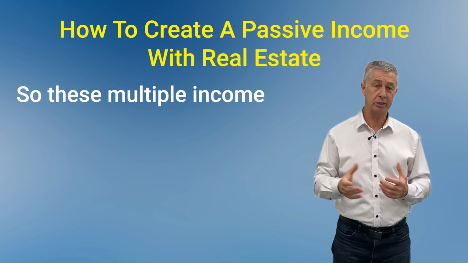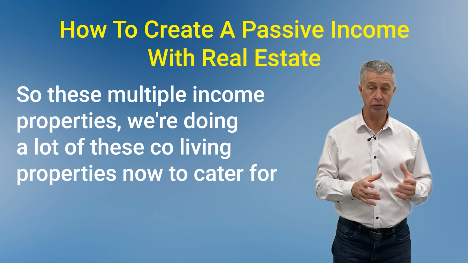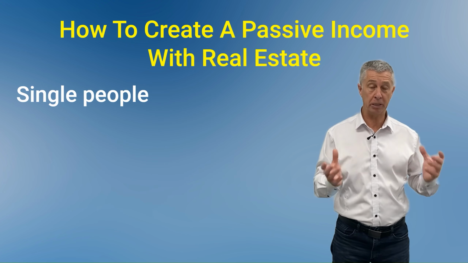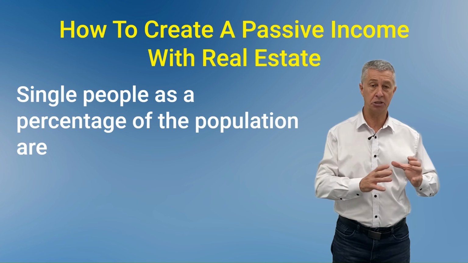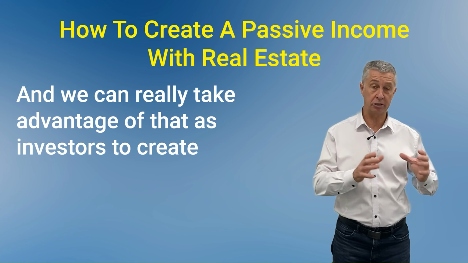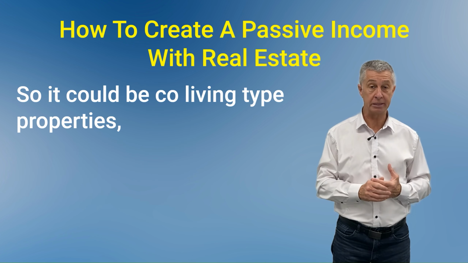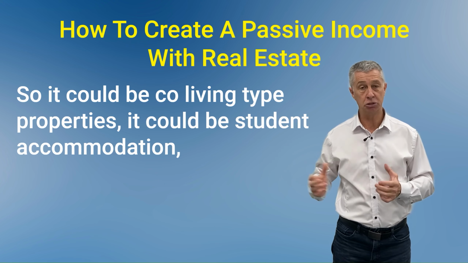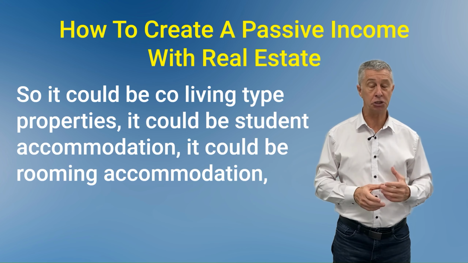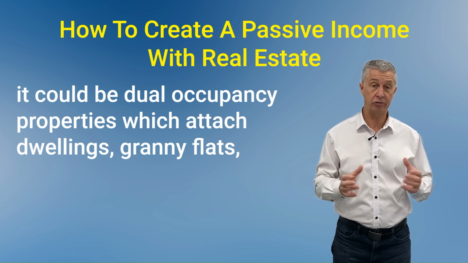So with these multiple income properties, we're doing a lot of these co-living properties now to cater for the demographic change. Single people as a percentage of the population are growing in number, and we can really take advantage of that as investors to create that product where there's a real need. So it could be co-living type properties, student accommodation, rooming accommodation, or dual occupancy properties, which are attached dwellings, granny flats, etc.